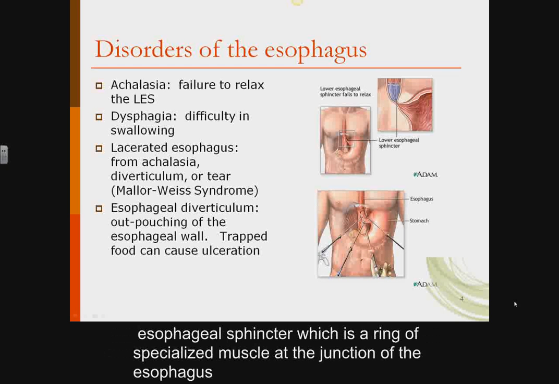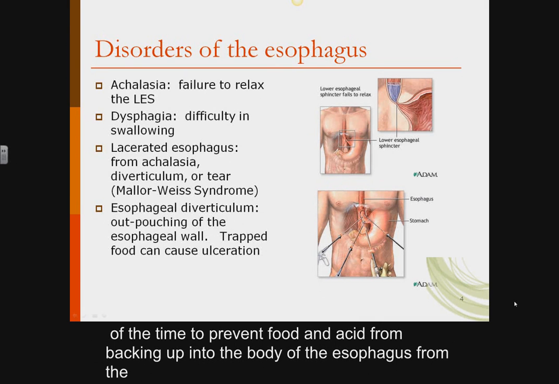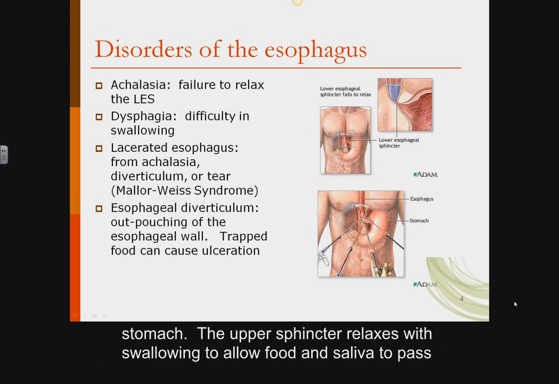The third functional part of the esophagus is the lower esophageal sphincter, which is a ring of specialized muscle at the junction of the esophagus with the stomach. Like the upper sphincter, the lower sphincter remains closed most of the time to prevent food and acid from backing up into the body of the esophagus from the stomach.